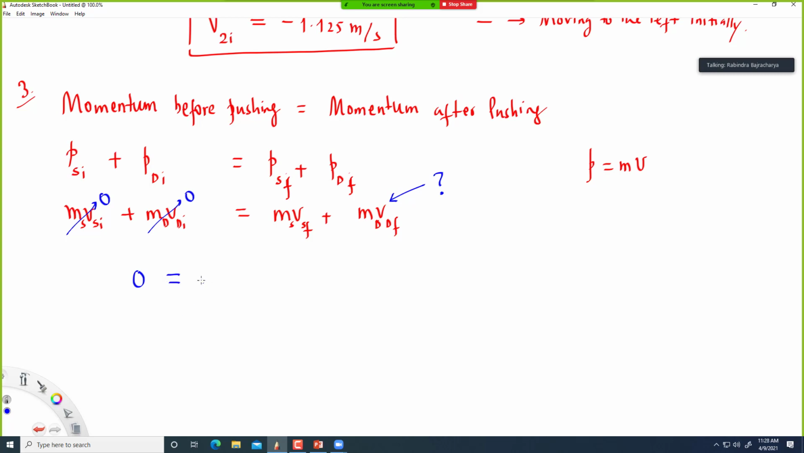Mass of Sandra, 45 kilogram. And velocity after pushing is 2.2. And this is positive because it's moving to the right. Okay. Plus mass of David is 80 kilogram, and velocity is unknown. So do the math and then you'll get velocity.